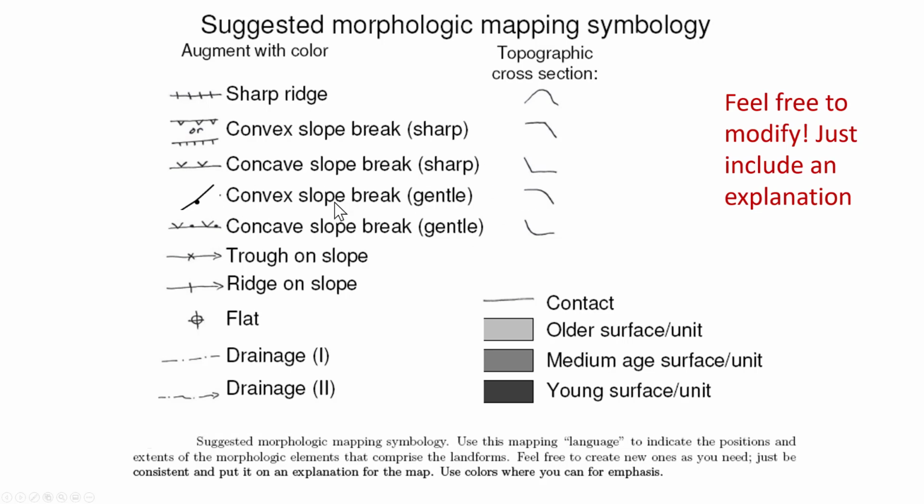And if they're gentle, you might use a slightly different pattern. Trough on the slope, ridge on the slope, flat. A couple different ways of doing drainage, different surfaces. So we want to do lines, points, and polygons. And you can modify it. You don't have to use this, but just be consistent.